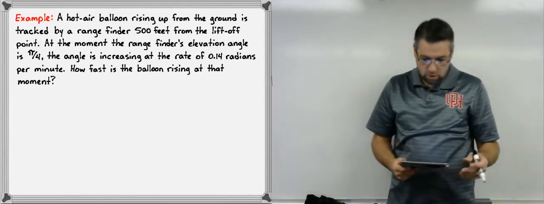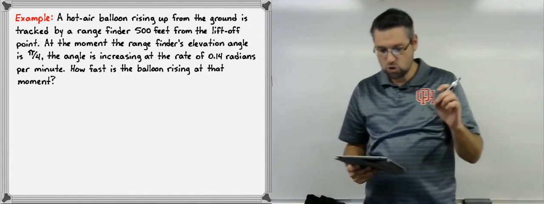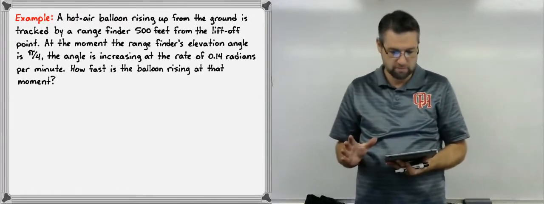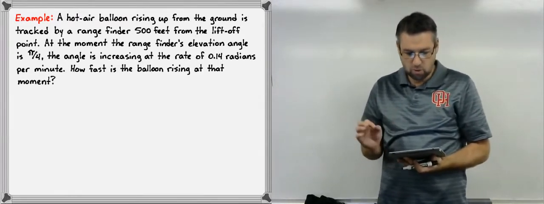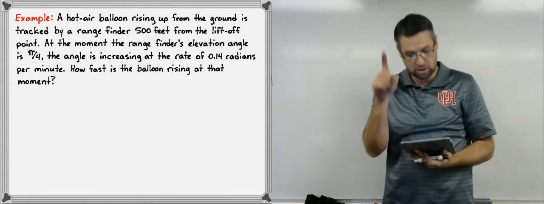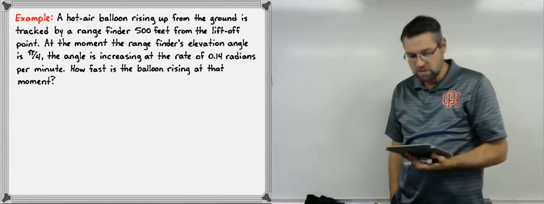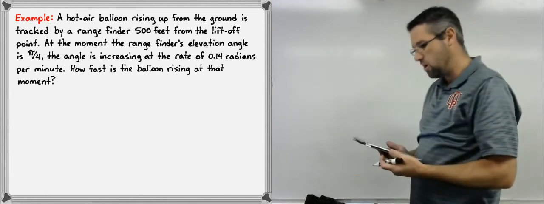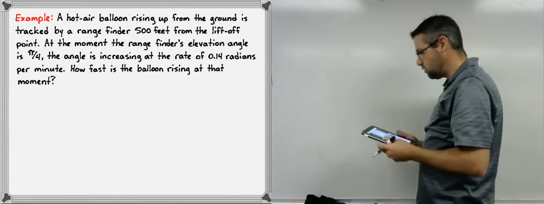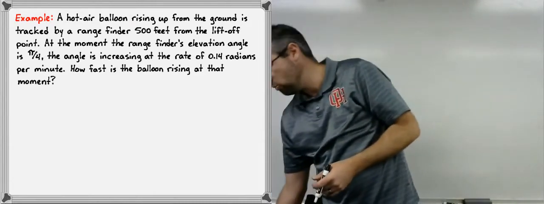A hot air balloon rising up from the ground is tracked by a rangefinder 500 feet from the liftoff point. At the moment, the rangefinder's elevation angle is pi over 4. The angle is increasing at the rate of 0.14 radians per minute. How fast is the balloon rising at that moment?